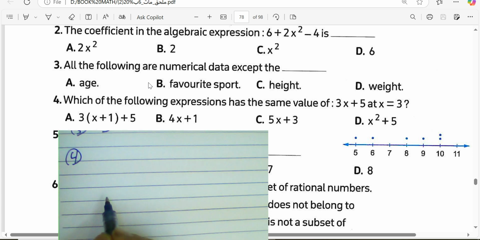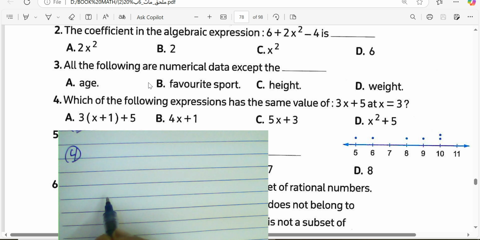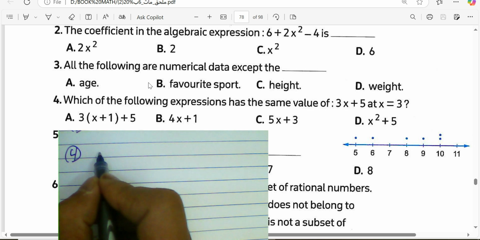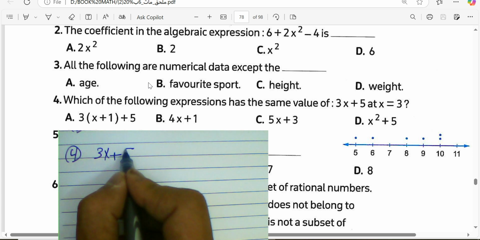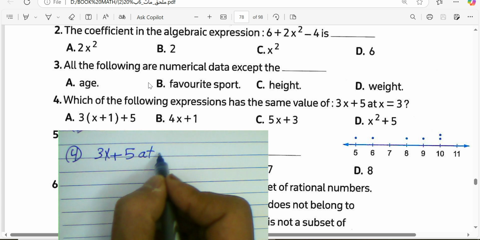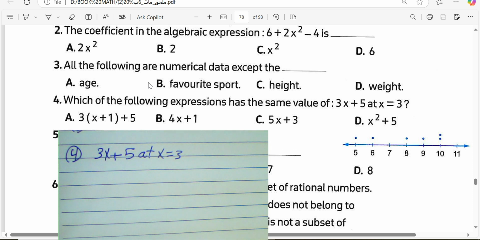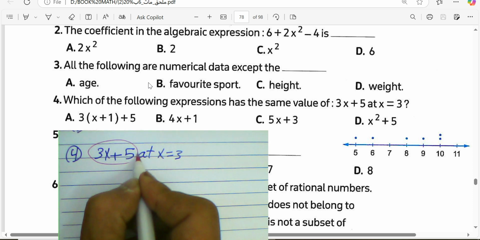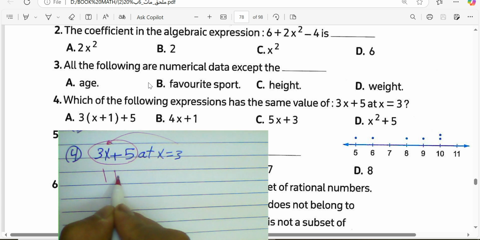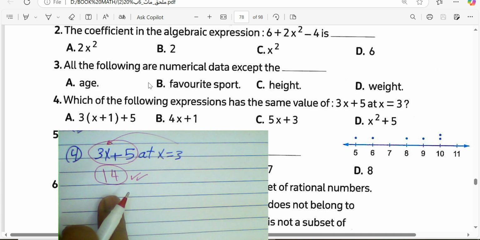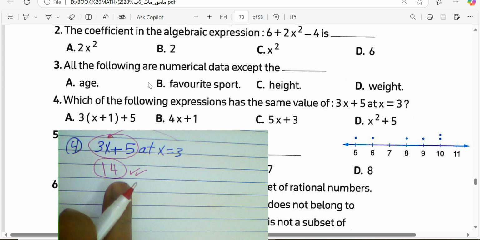Question number 4. Which of the following expressions has the same value as 3x plus 5 at x equal 3? Put x equal 3 in this expression. Then 3 times 3 equals 9. 9 plus 5 equals 14. He asked which expression equals 14 if you put x equal 3.